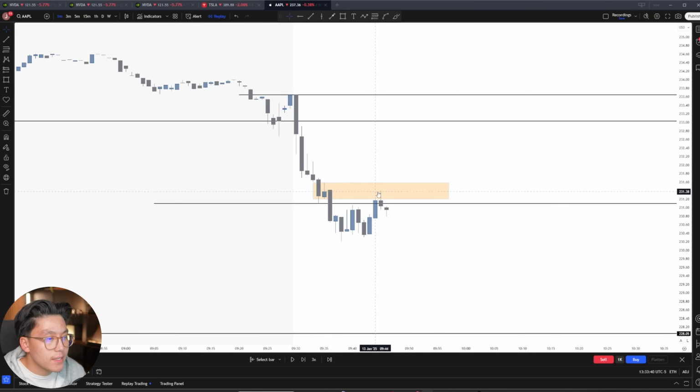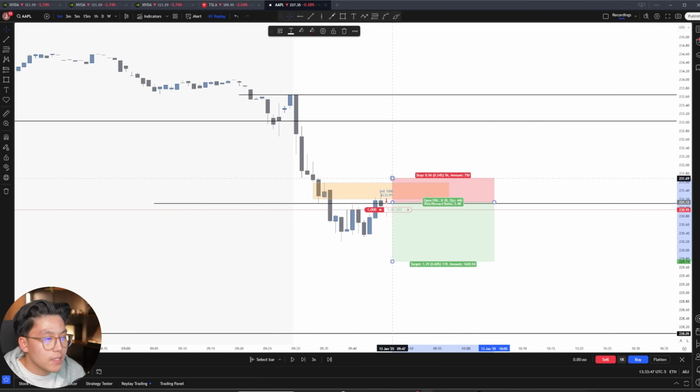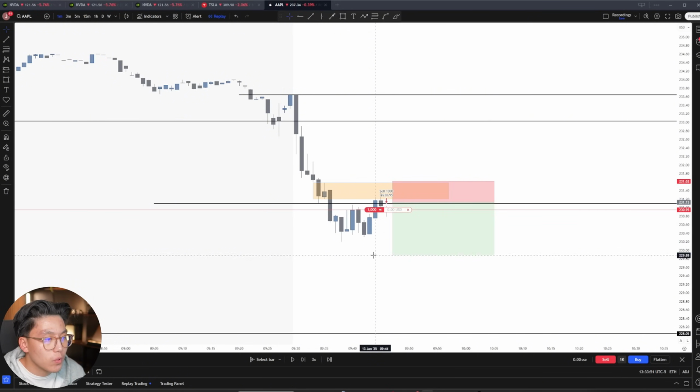So you can see that price is tapping into our key area at this 945. That's where I go in short with a stop just to break above this key order block. And I'm looking to target a 1 to 2 risk to reward ratio towards the downside. And now we can play out the tape.